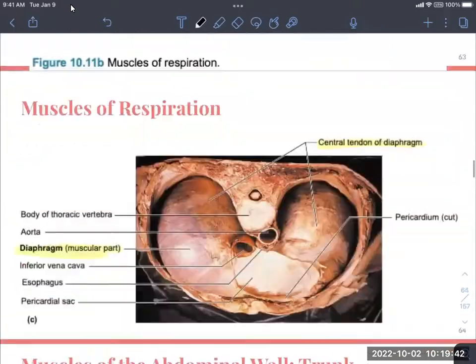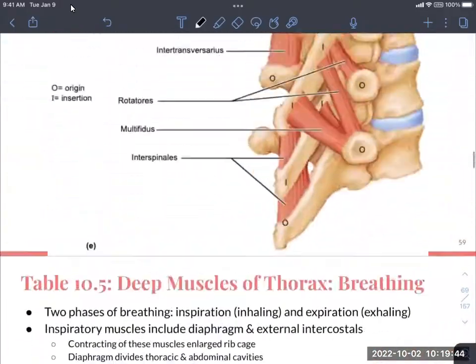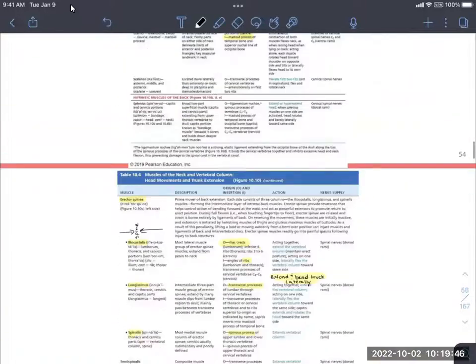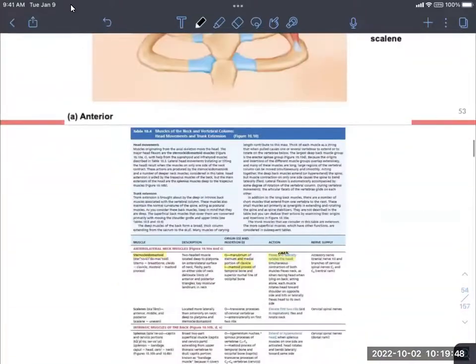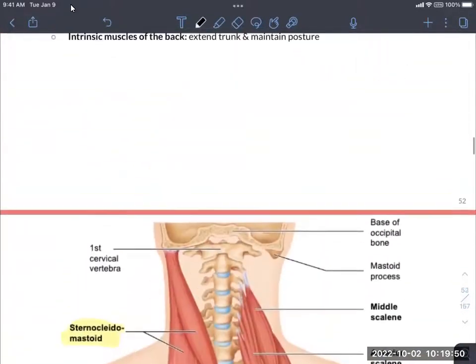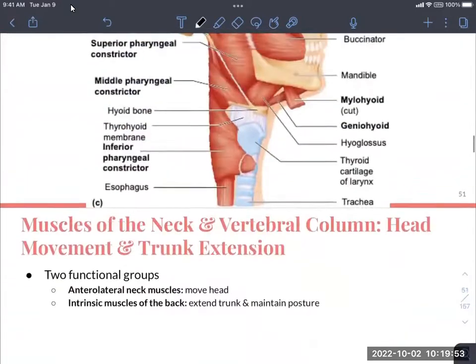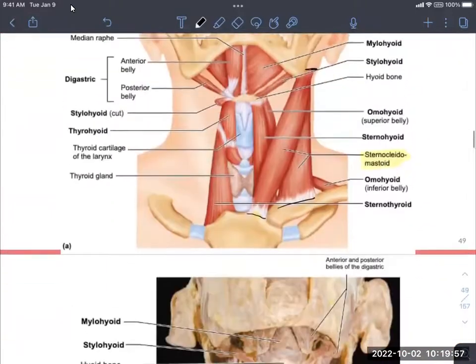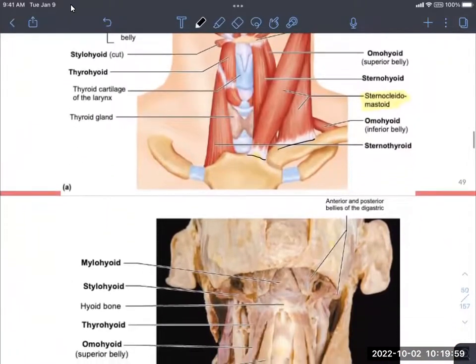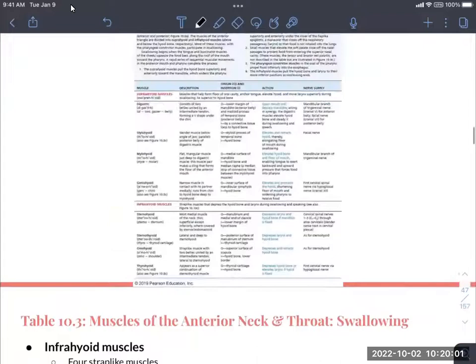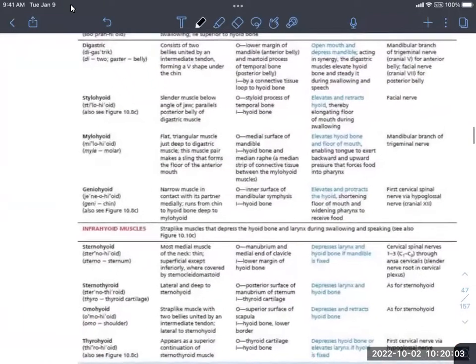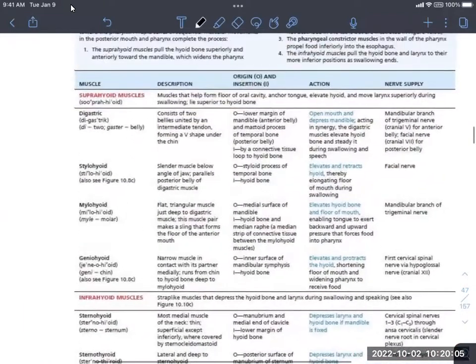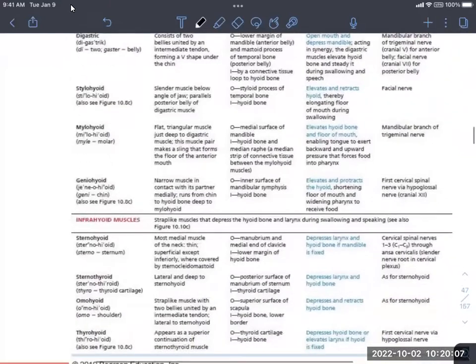There was one muscle of the neck that I just found on your sheet that I am going to come back up and find for us, which would be the sternohyoid.